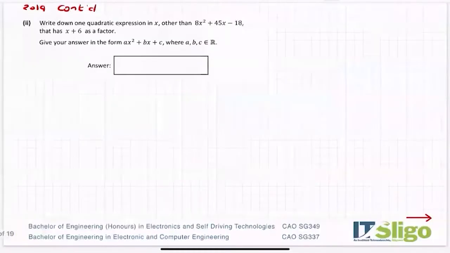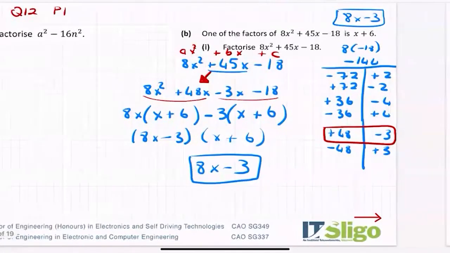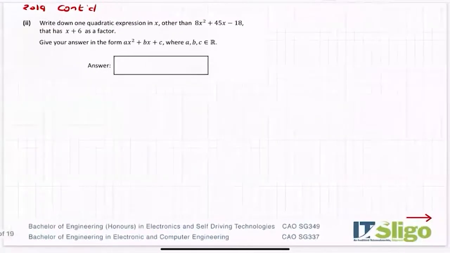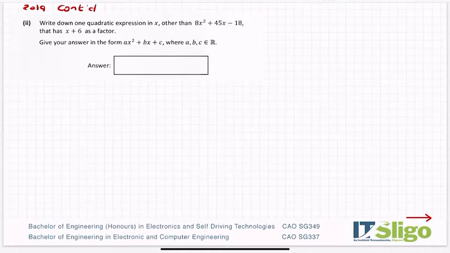Okay, let's finish out part 2. Write down one quadratic in x, other than 8x squared plus 45x minus 18, that has x plus 6 as a factor. So these are the questions that people tend to not like very much because it's very generic. It's a bit abstract maths, okay? So it's saying, give me another quadratic that would have x plus 6 as a factor.